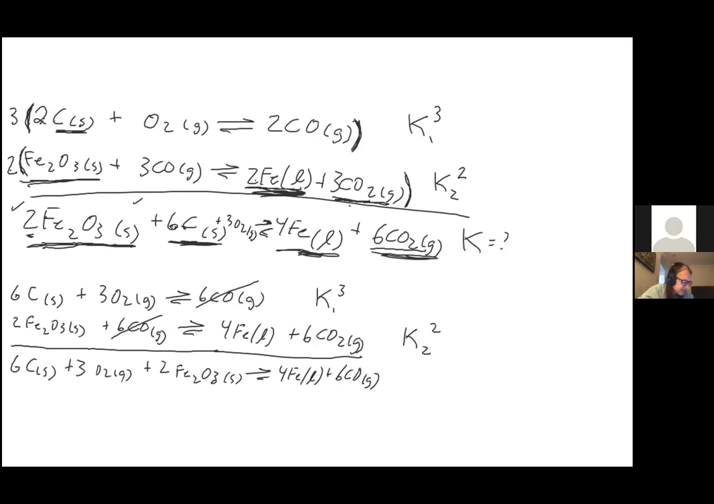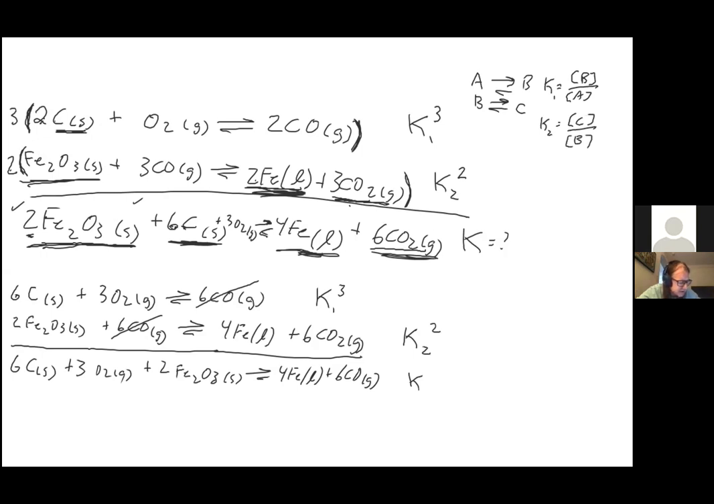Now the question is then, what's the K equal to here? Now let me show you something. Suppose I say A goes to B and then B goes to C. I'm going to put this in equilibrium. Well, K for this one, K1 we'll call it, is either pressure or concentration of B over concentration of A. And then for the second one, K2 would be concentration of C over concentration of B.